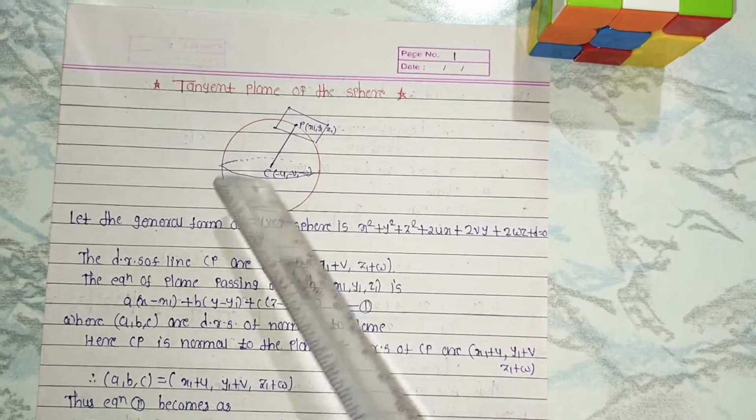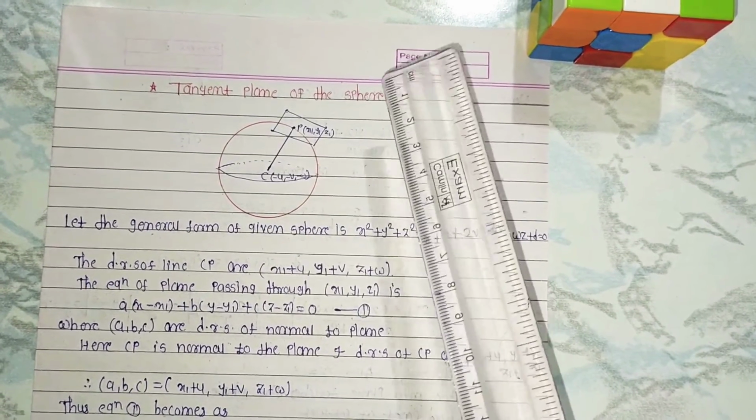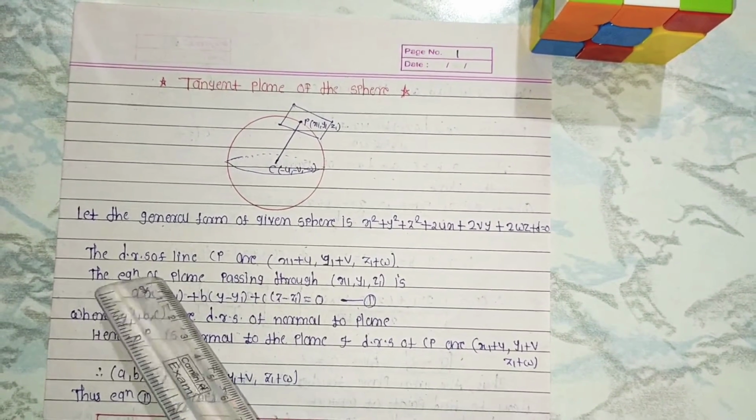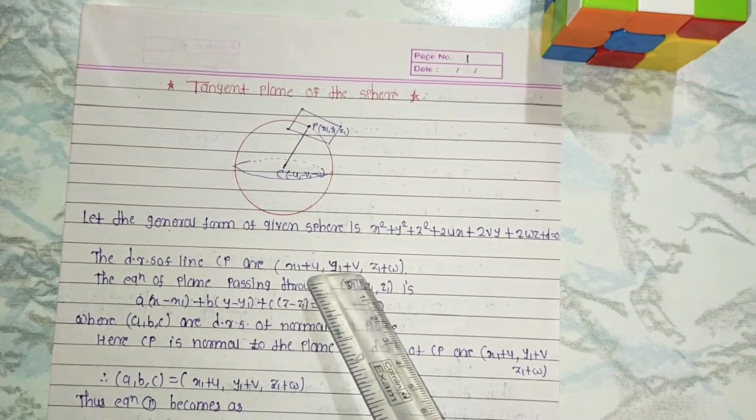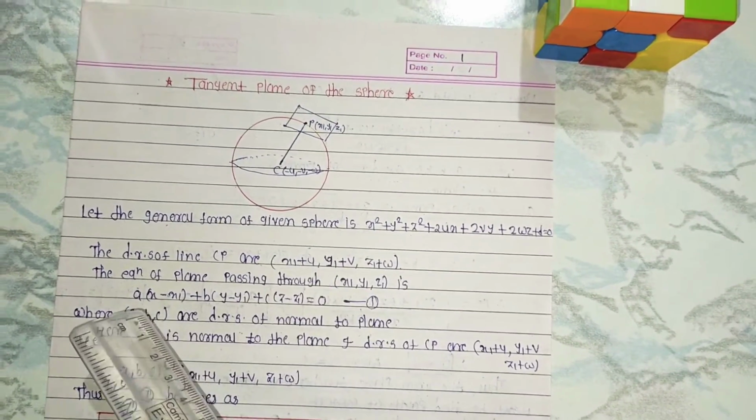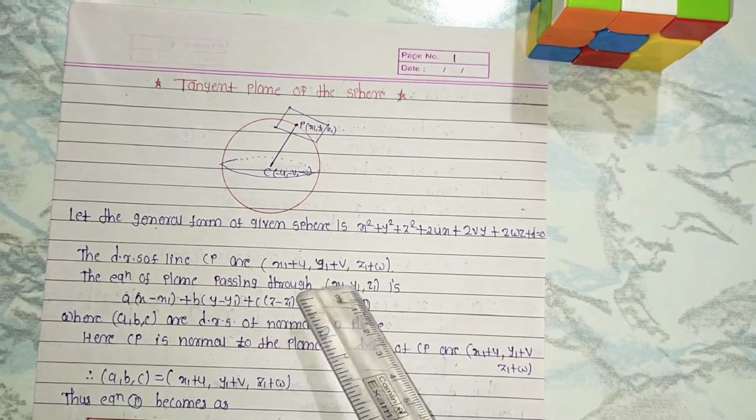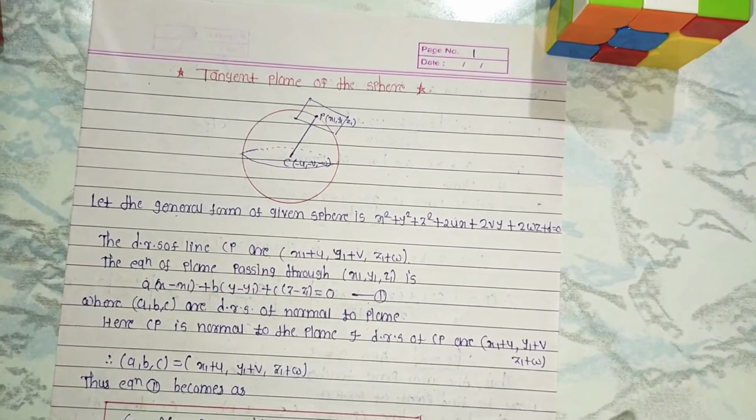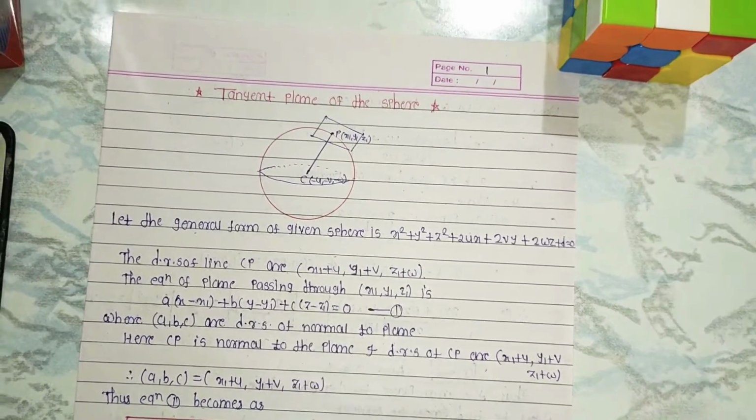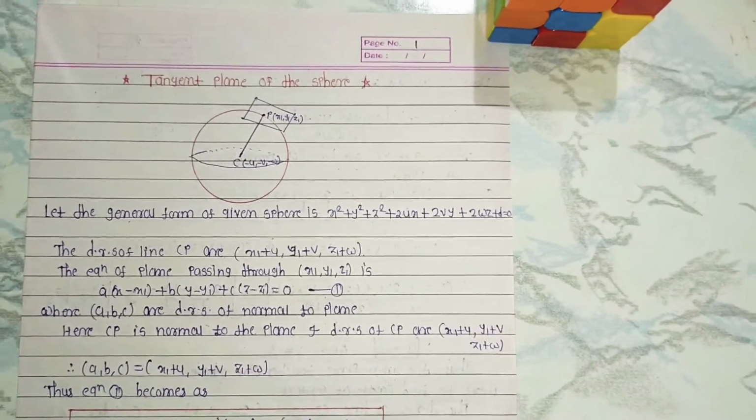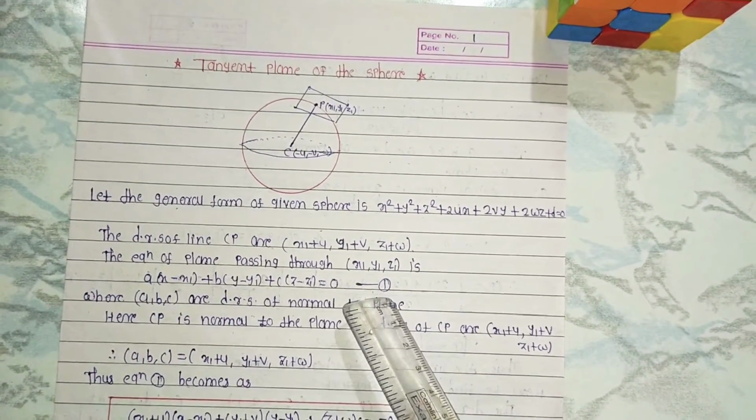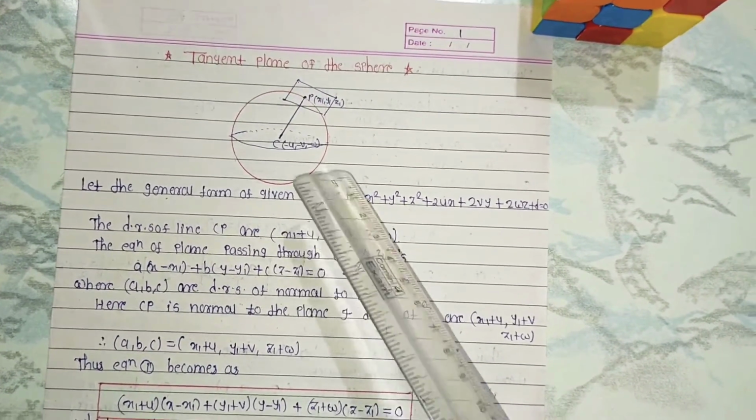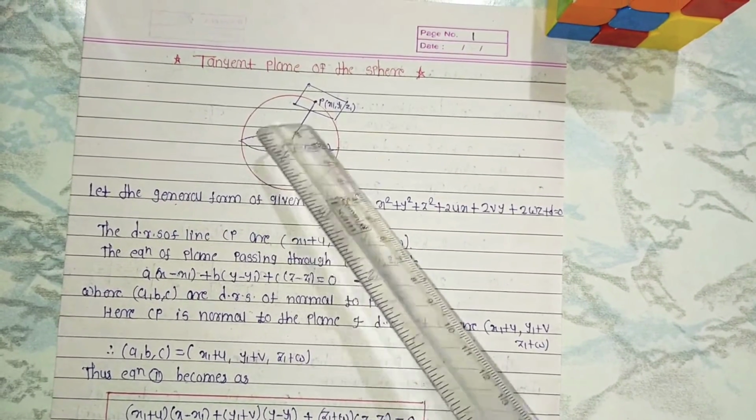Now the DRs of this line CP: you just subtract coordinate-wise, x1 minus of minus u, that is x1 + u. Therefore the DRs of line CP are x1 + u, y1 + v, z1 + w. We know that the equation of a plane passing through point (x1, y1, z1) is given by a(x - x1) + b(y - y1) + c(z - z1) = 0. Let us call this equation number 1, where a, b, c are DRs of the normal to the plane. You can see here the line CP is actually normal to this plane.